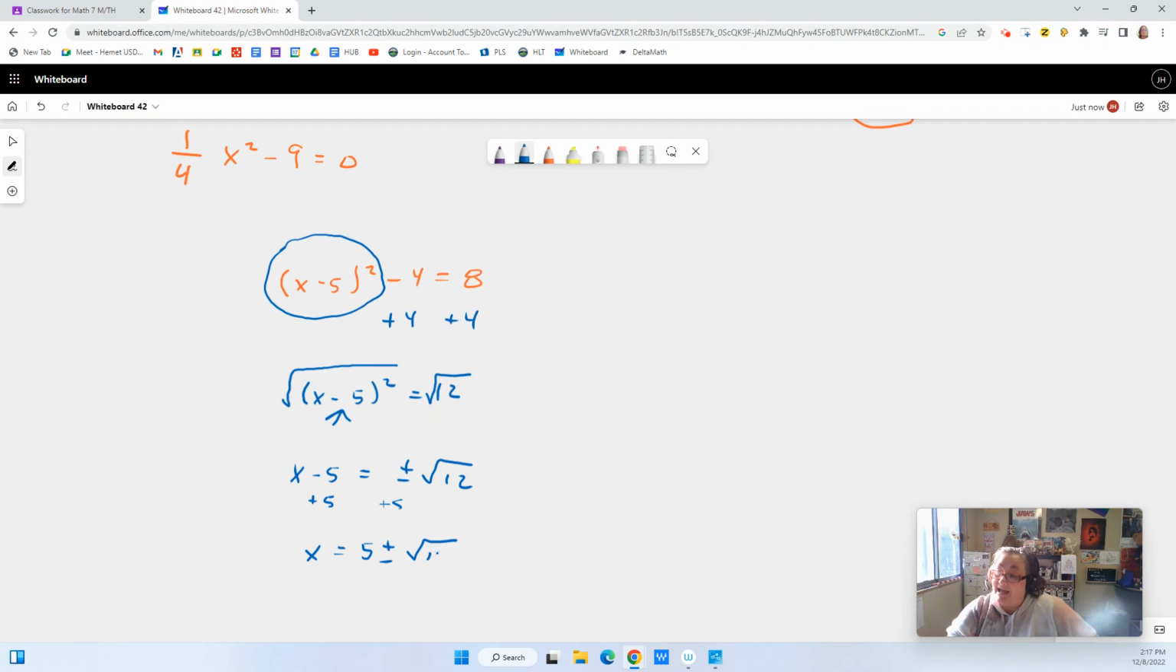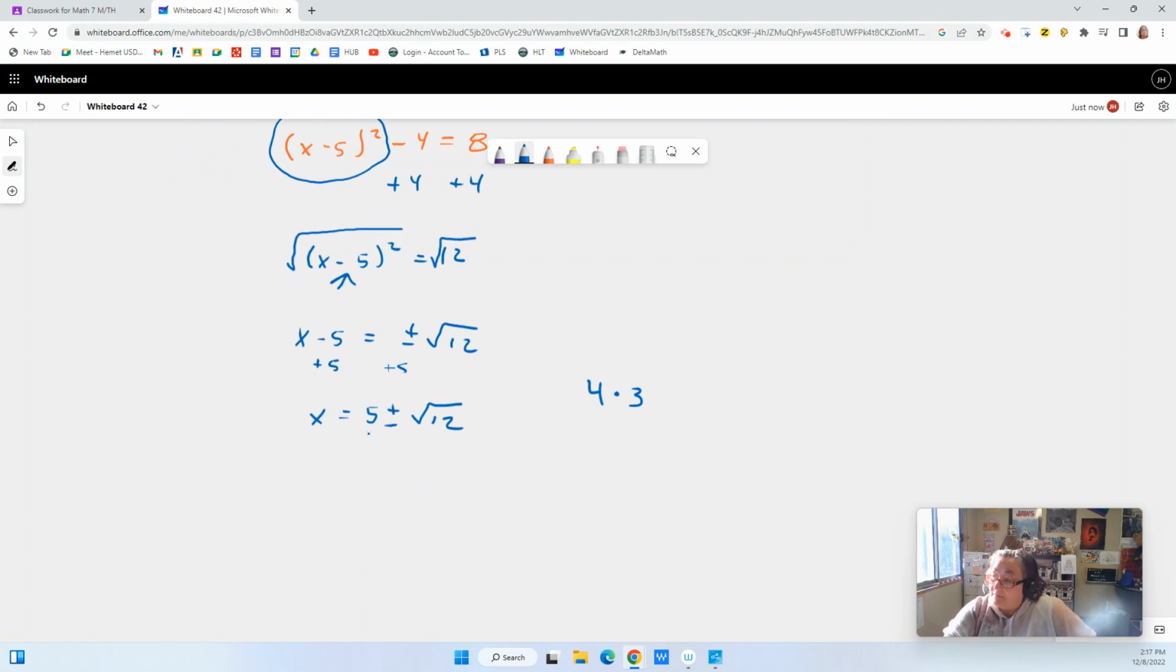And now we've got to break down the square root of 12, which again was 4 times 3. So we could pull that 2 out, and we get 5 plus or minus 2, pulling a 2 out of this, and the square root of 3 has to go back.